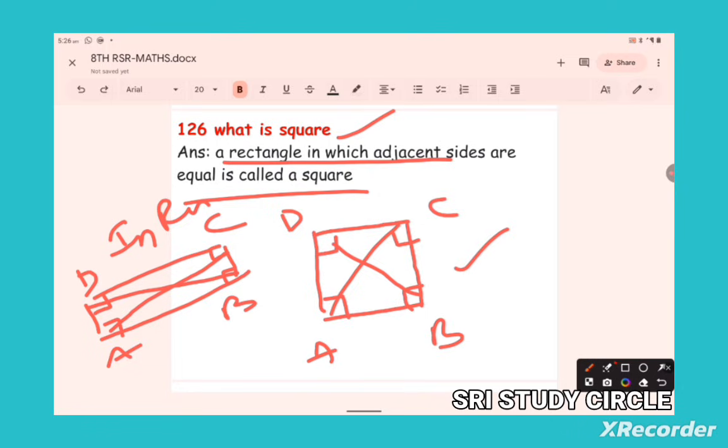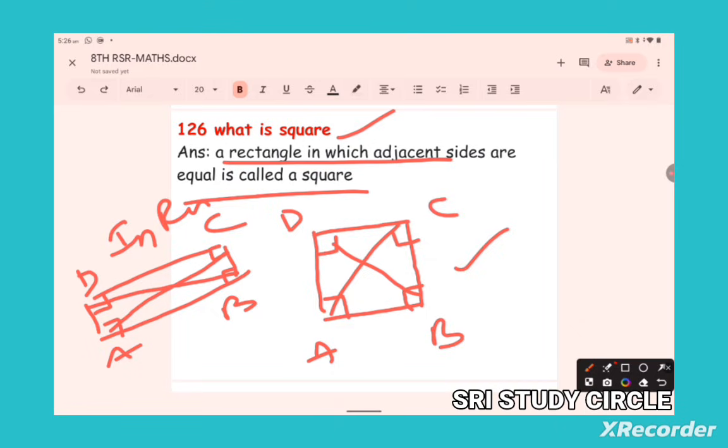The quadrilaterals which have the length of diagonals equal are only the square and the rectangle. Only two quadrilaterals have equal diagonals. First one is square, second one is rectangle.